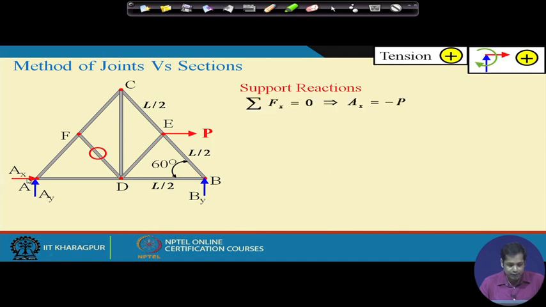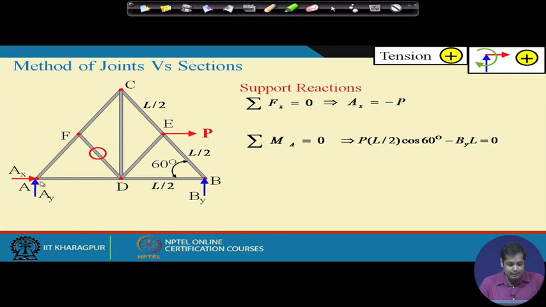First take summation of Fx is equal to 0. Summation of Fx means forces we have in x direction, Ax and P. They both are positive. You see, this is our sign convention when you do the algebraic operation. So, it gives you Ax plus P is equal to 0, and which gives you eventually Ax is equal to minus P. So, this is the horizontal reaction in support A.